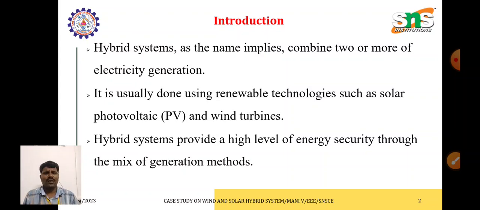So usually the hybrid system is made up of renewable energy technology like wind, solar, geothermal, tidal power plant, fuel cell, and with the help of biomass. With the help of renewable energy technology, we can combine two or more sources, or it may be combined with solar and petrol, diesel. So between the conventional as well as non-conventional, we can combine.